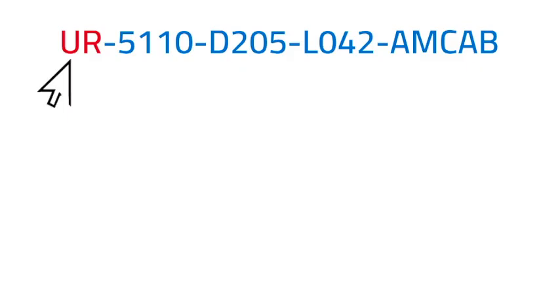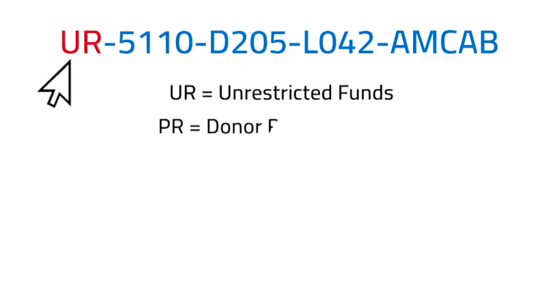As you can see, the first part of the code is 2 letters. It'll be designated as either UR or PR, unrestricted or donor-restricted funds. In this case, this string shows us that the funds are unrestricted.